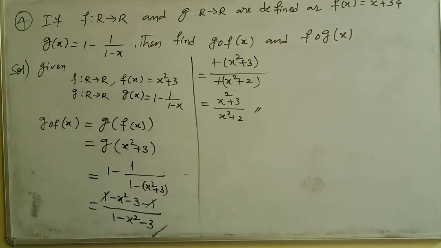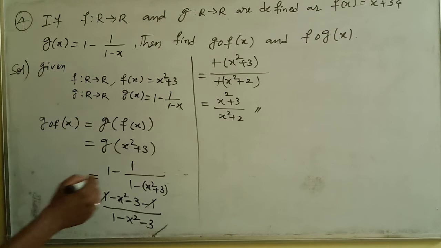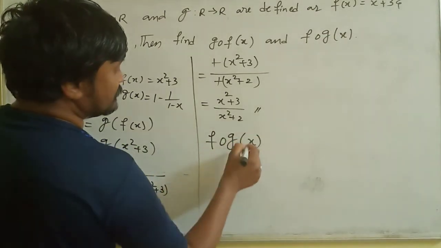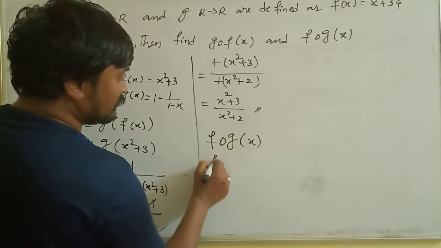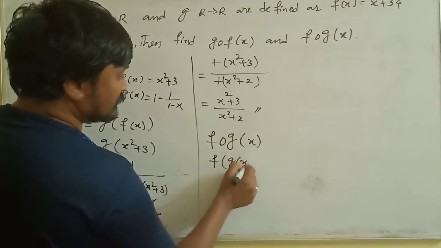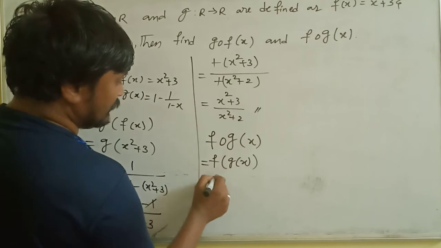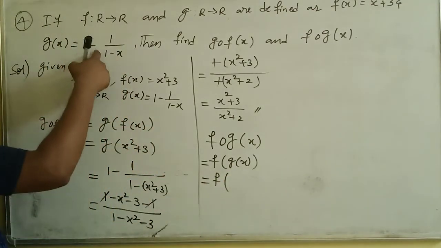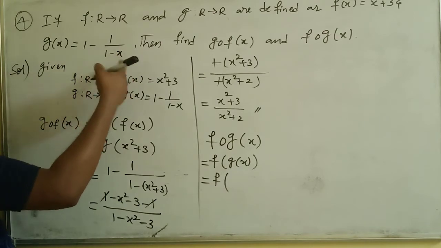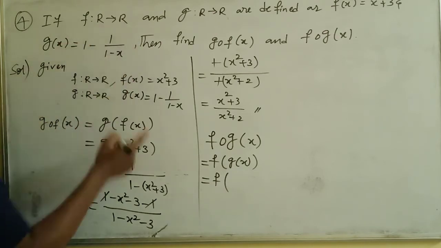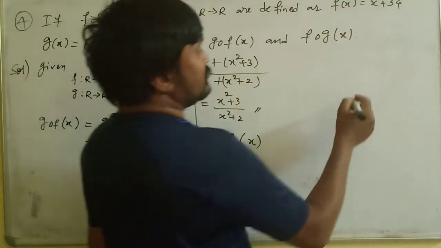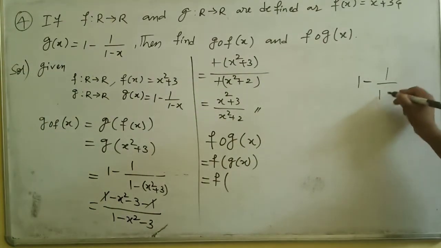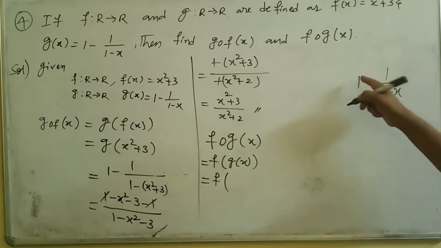Now we need to find out f circle g of x. So now we'll go for f circle g of x. So now here also same, now f of g of x we need to write, and what is your g of x? g of x is nothing but 1 minus 1 upon 1 minus x. So let's simplify first here, then it becomes easy for us. So now 1 minus 1 upon 1 minus x. Let me simplify.